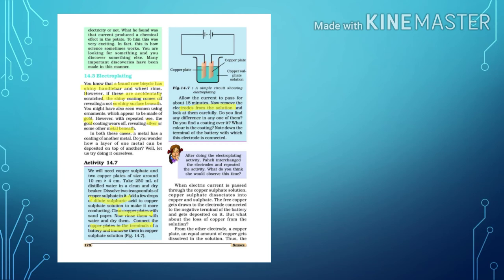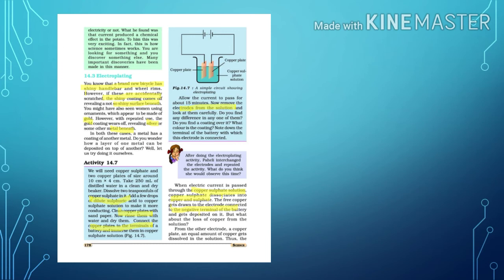So what we observe is, when the electric current is passed through the copper sulfate solution, the copper sulfate dissociates into copper and sulfate. Okay, it divides into 2 parts, it ionizes, and the free copper gets drawn to the electrode connected to the negative terminal of the battery and gets deposited on it.